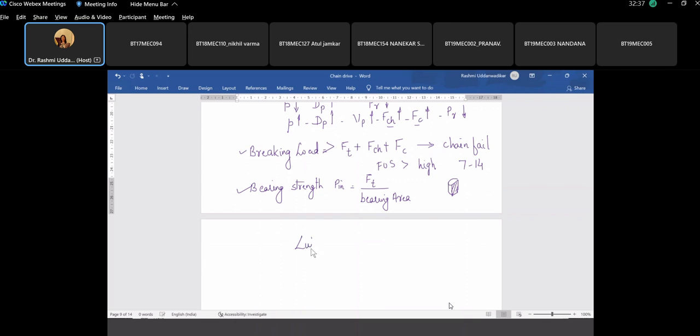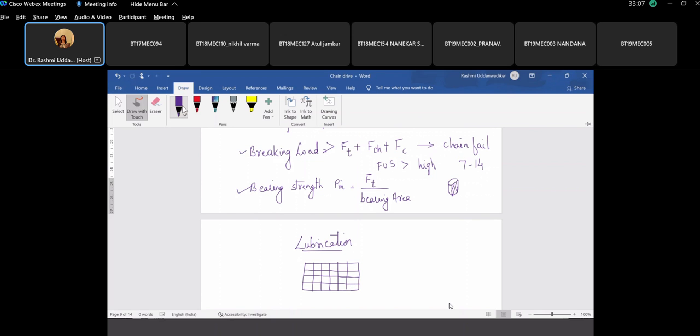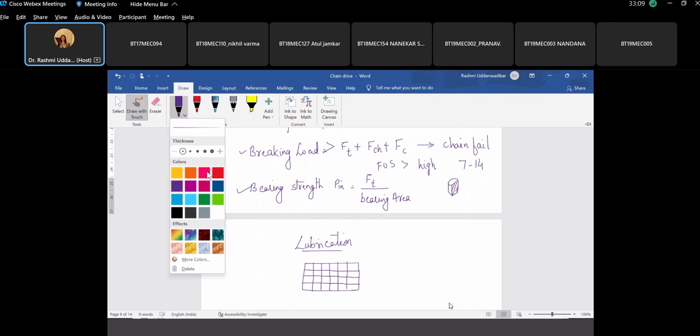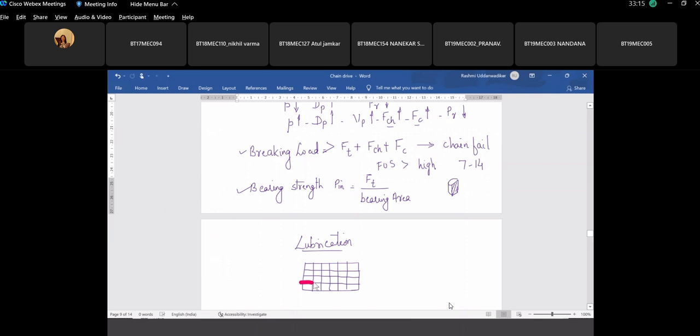And for lubrication, we have to suggest the kind of lubrication also. For lubrication, there are more curves which are not given in both these data books. So I'll be supplying you those graphs. Based on the power and the RPM, the kind of lubrication is given, and we get graphs of this type. I have shared one such graph in the WhatsApp group.